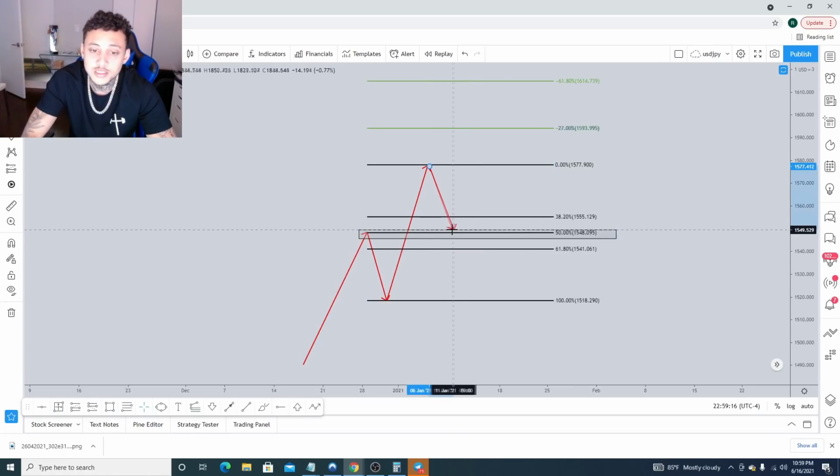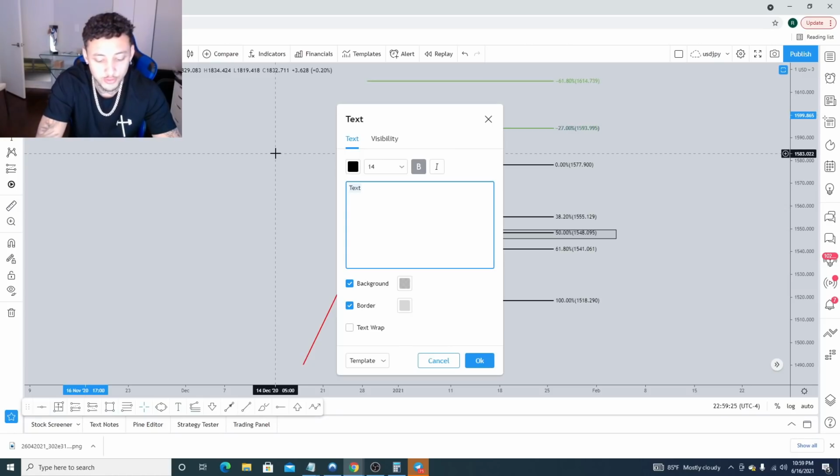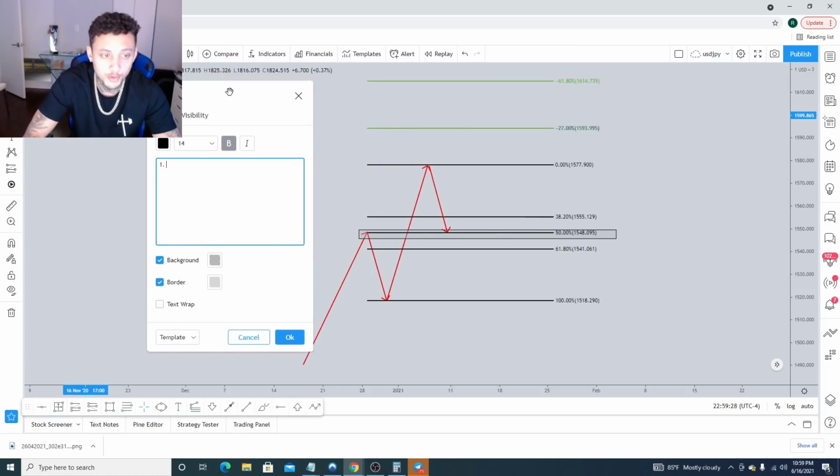But now let's just say price came back into our area of support and resistance, right? So let's leave it as we're actually going to start writing out these confirmations. So confirmation number one, we've pulled back to a level of supply and demand.